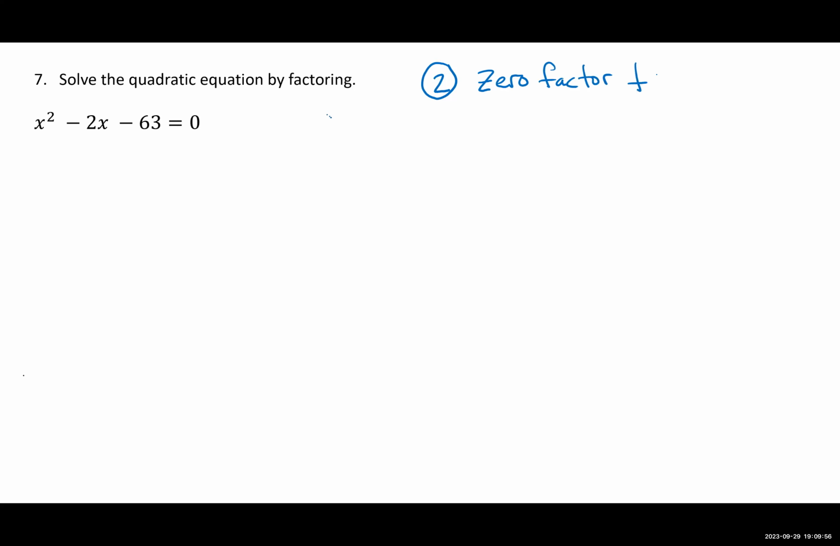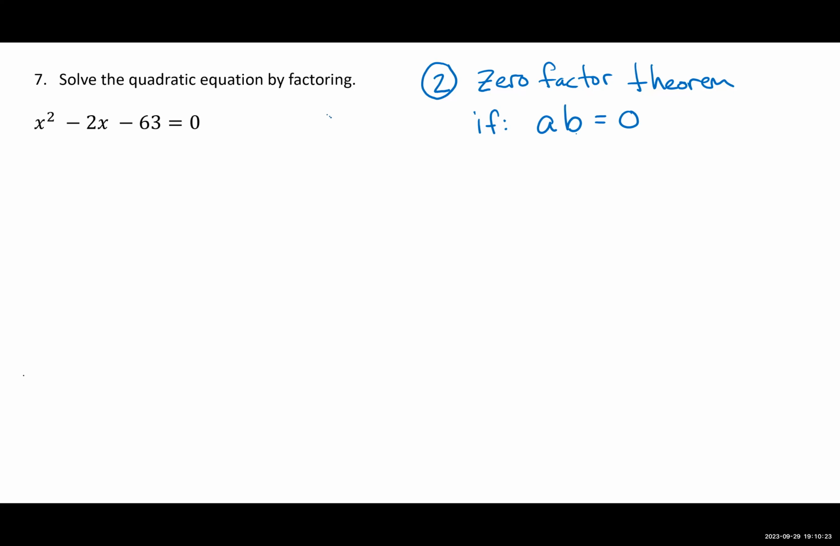The zero factor theorem. Now, what the zero factor theorem is saying is that if you have the product of two things, a times b. Now, let me write this as an if-then statement. If a times b is equal to 0. Now, a and b could be numbers. They could be variables. They could be algebraic expressions.